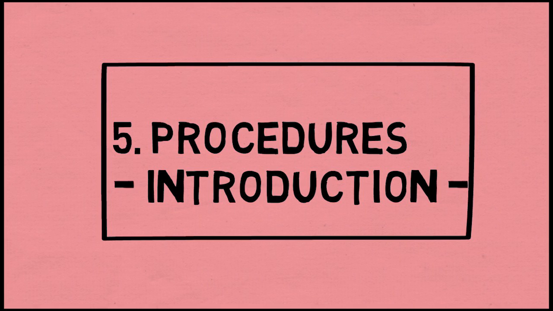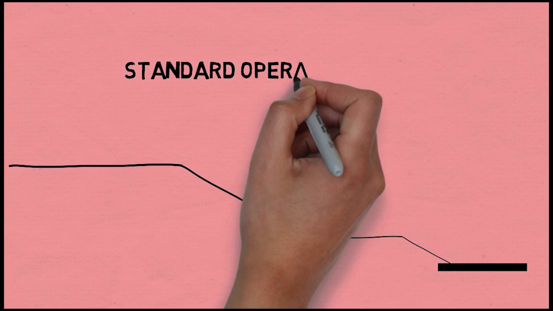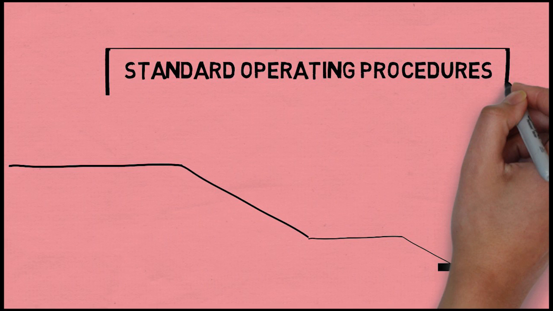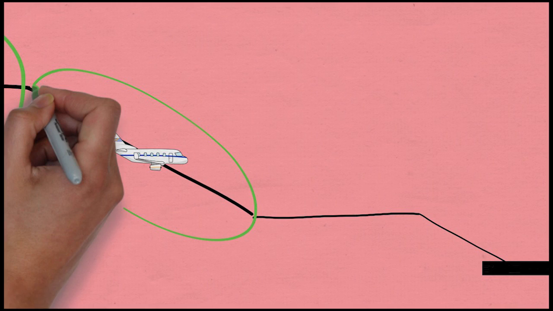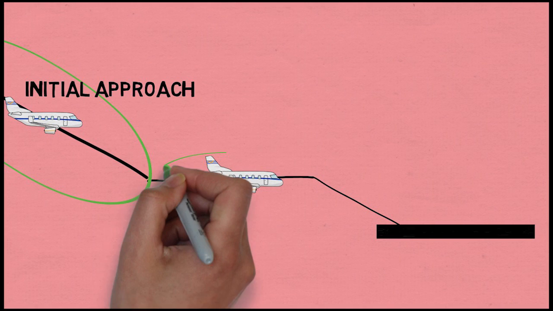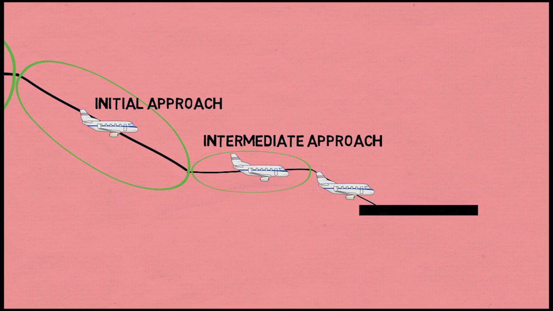Procedures is a pretty big term used for a lot of things. In this module, we will look at standard operating procedures for RNAV approaches as they are published in the Airbus FCOM. As procedures are typically described for different phases of flight, we will follow them in this order, from approach preparation during cruise to initial, intermediate, and final approach. And last, we will examine some abnormal procedures as well.